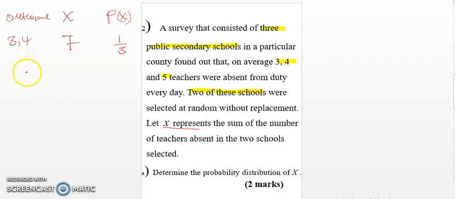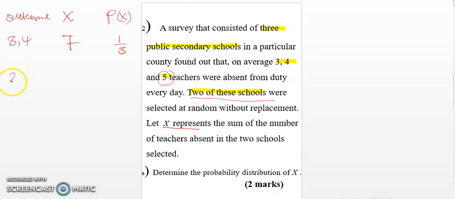Now the second outcome: we are using these numbers to find the probability distribution of X, because we know that 2 of these schools were selected at random without replacement. If we take 3 and 4, we are left with 5. So we are going to use these 2 schools to evaluate and determine that probability. Simply take 3 and add with the remaining 5. Take 4 and add with the remaining 5. That will give us a complete outcome.